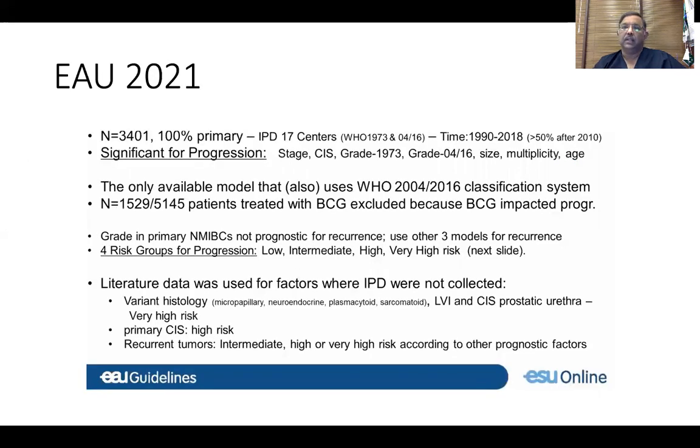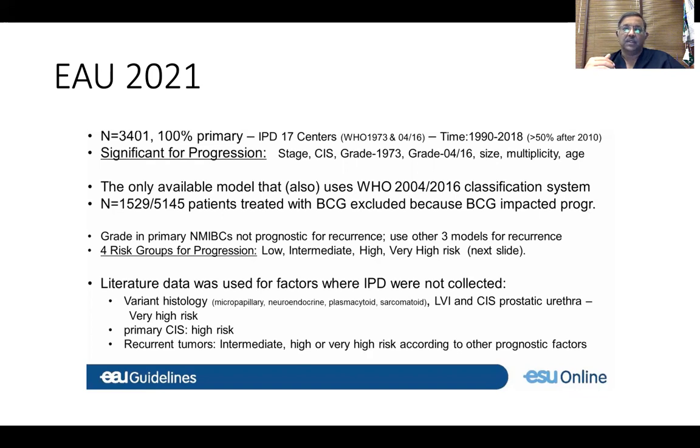In 2021, over 3,400 patients' data was used, by the EAU 2021 model. All of them were primary tumors. The data was between 1990 and 2018, and the majority of the patients were after 2010. Stage of the disease, Ta versus T1, carcinoma in situ presence, grade, using the 1973 grading system again, size and multiplicity and age were important factors.